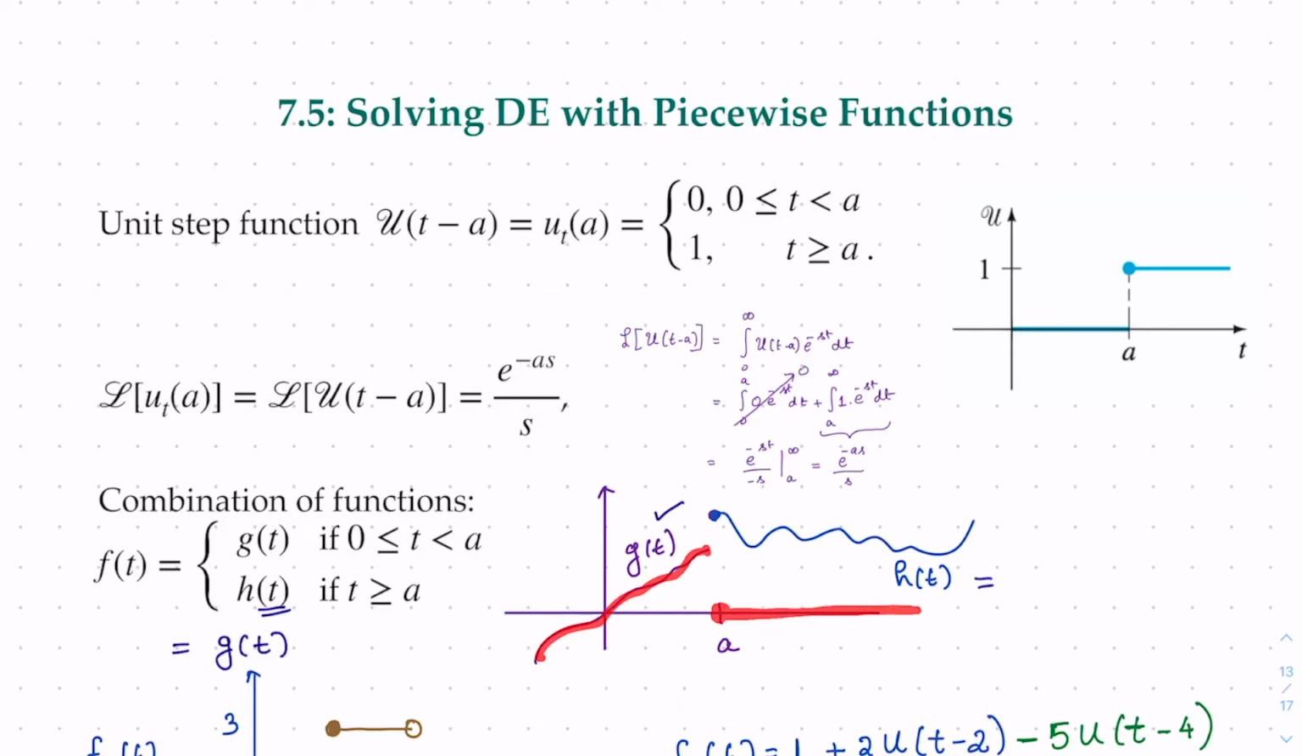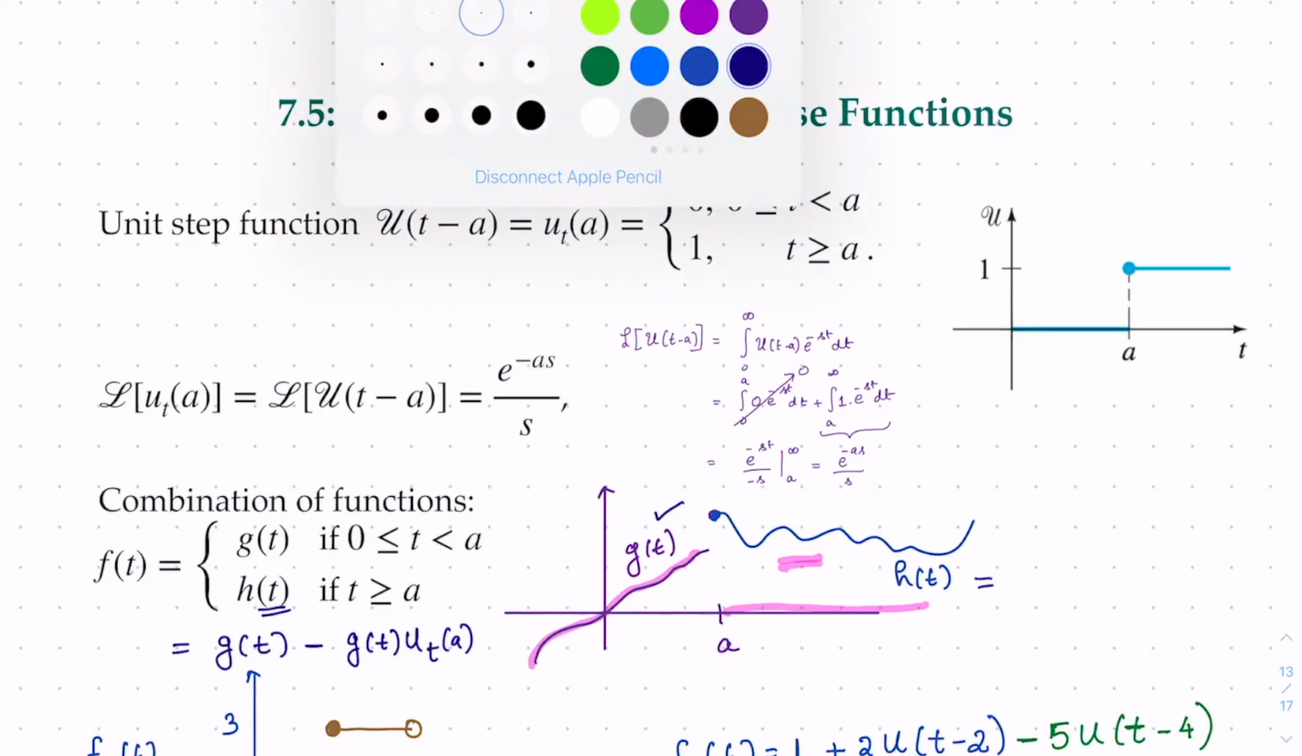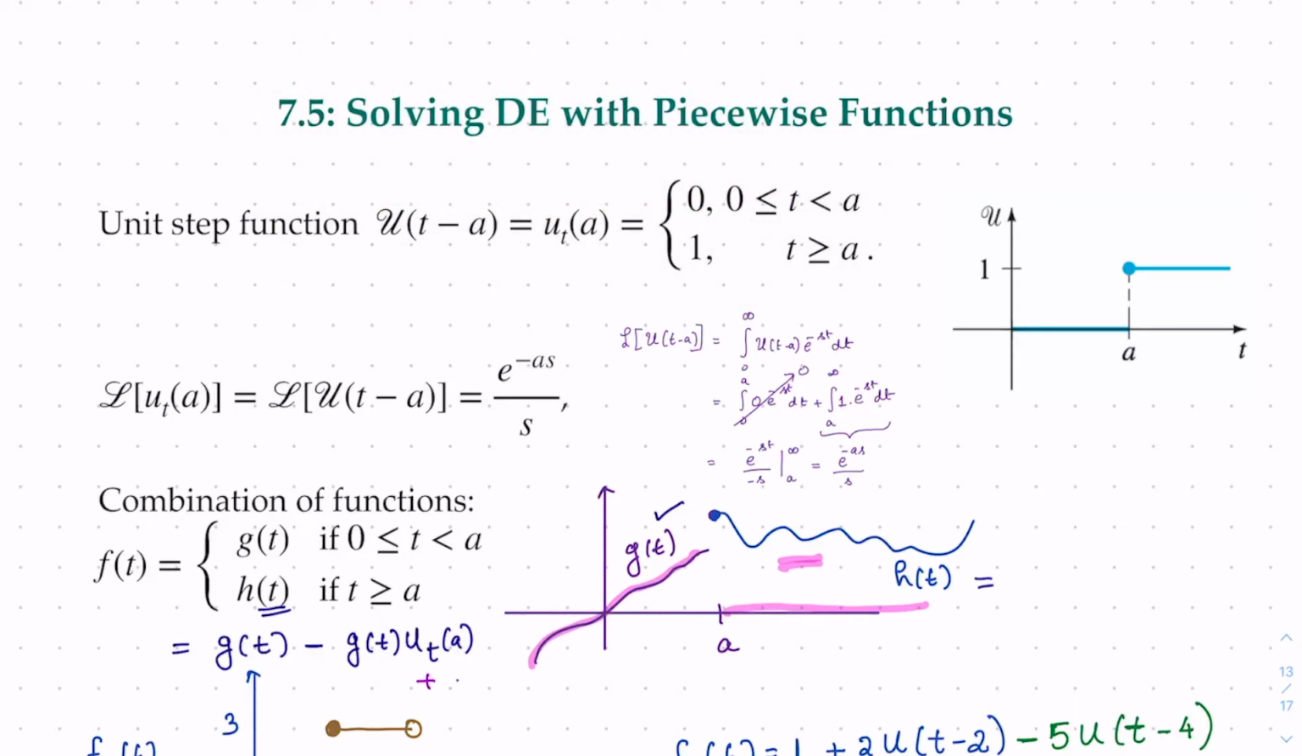So what I'm going to do is subtract g of t after a. How do I do that? I'm going to do that by multiplying g of t by u_t of a. Now it's gone. All you have is g of t and then my 0 afterwards. But then at a, I want h. So I'm going to add h to it. If I add h to it, I'm adding h of t at a.